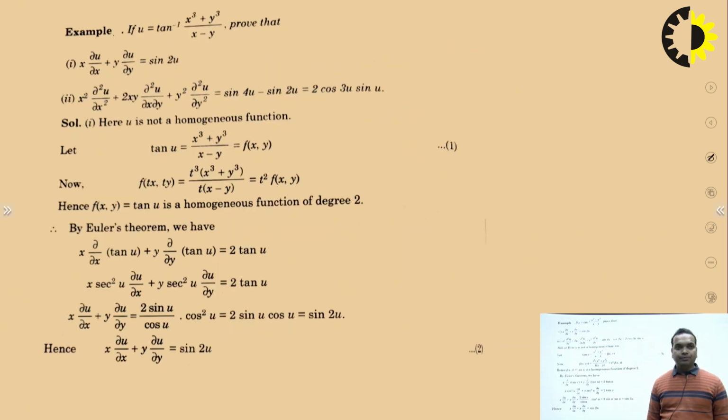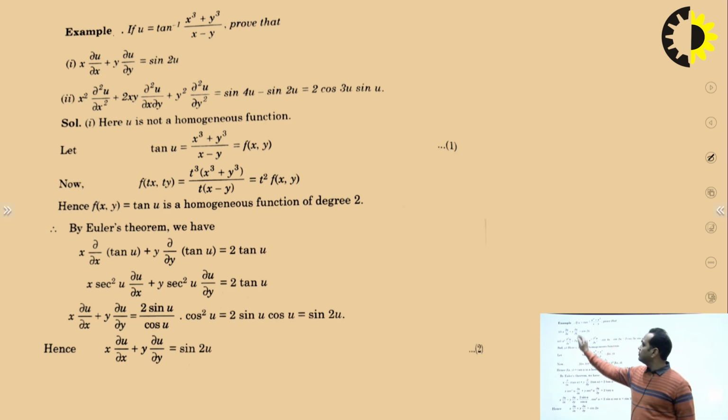In this problem, if u = tan⁻¹((x³ + y³)/(x - y)), prove that x ∂u/∂x + y ∂u/∂y = sin 2u, and x² ∂²u/∂x² + 2xy ∂²u/∂x∂y + y² ∂²u/∂y² = sin 4u - sin 2u = 2 cos 3u sin u.